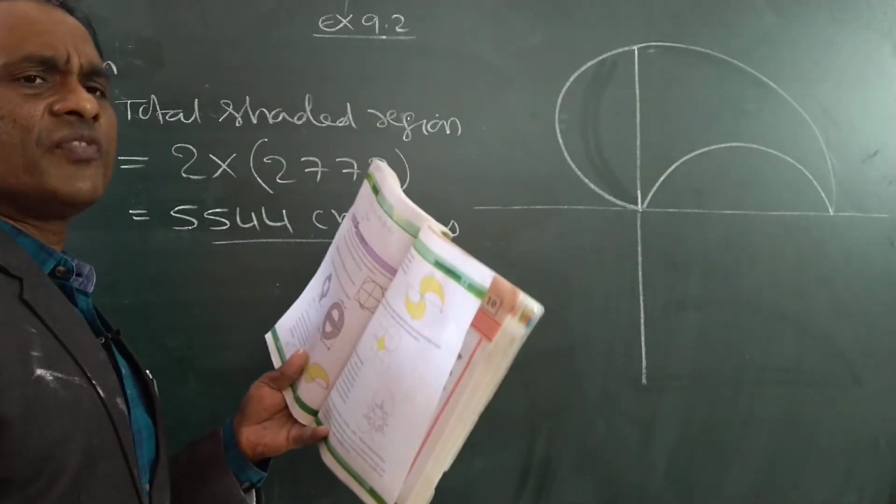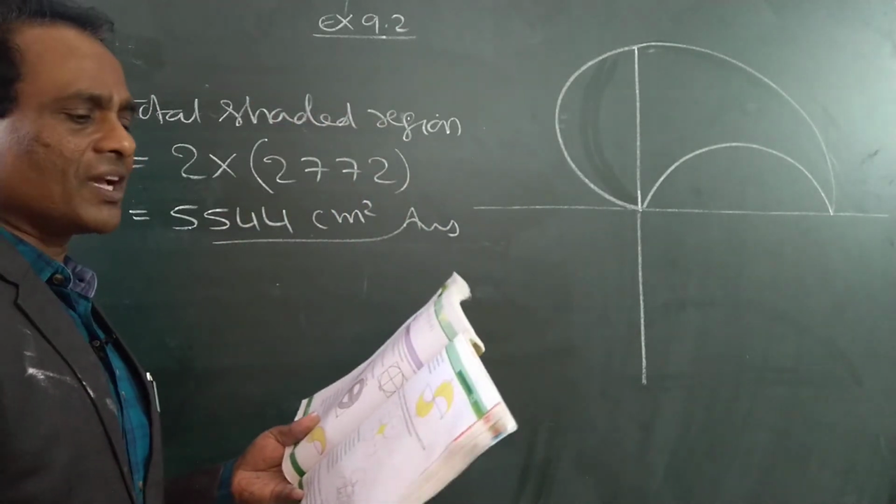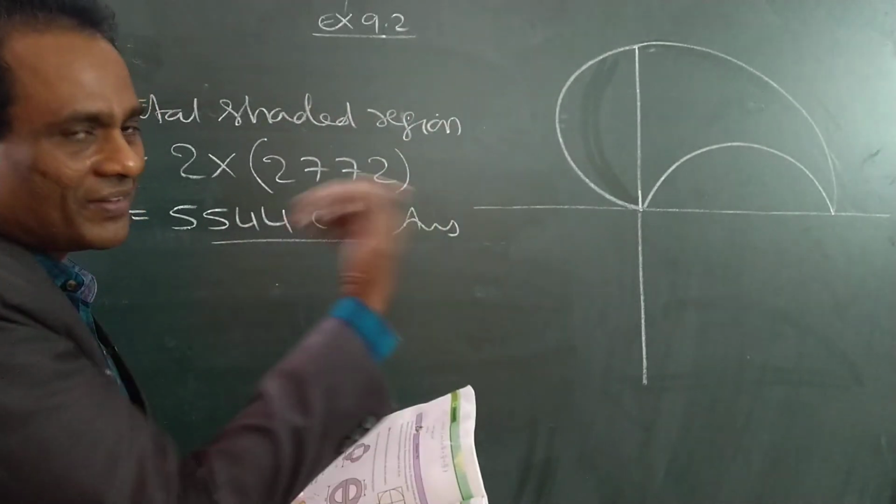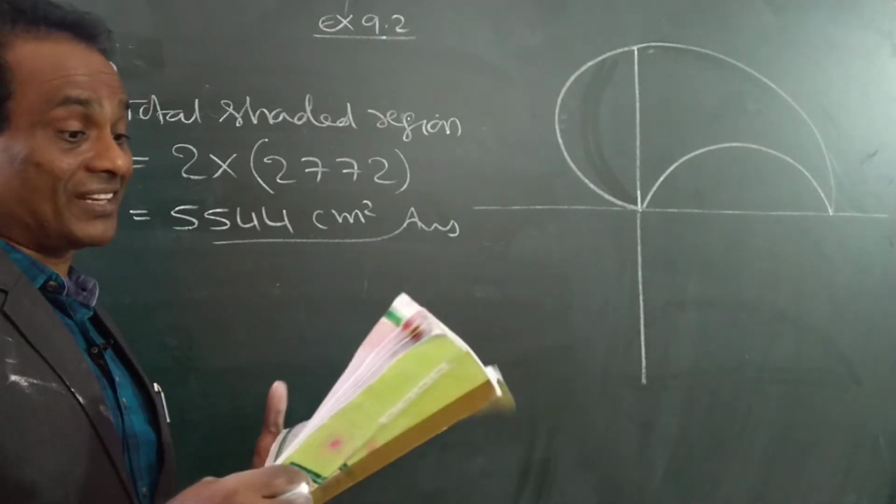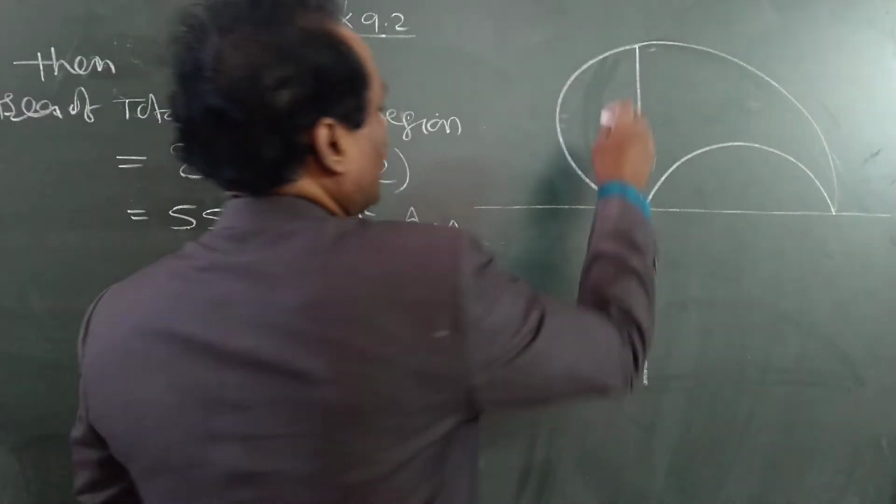To avoid confusion, I am drawing only half the figure, because if you find that area, the remaining area is the same, so double it, because both are the same figures. This area we have to find.